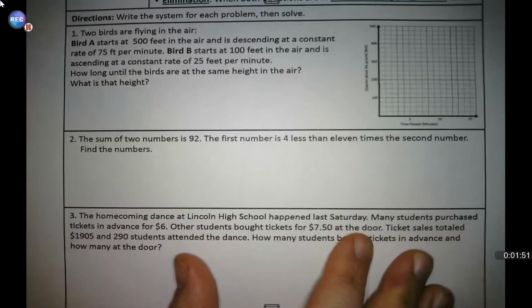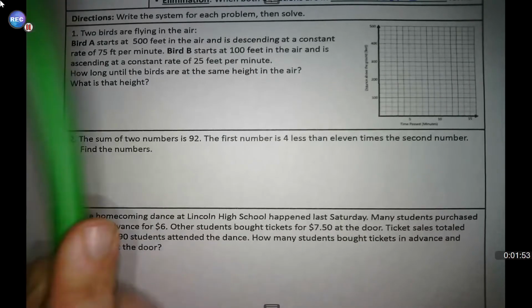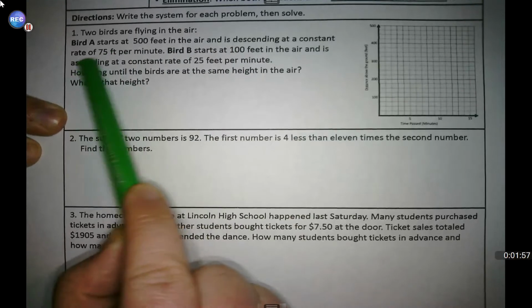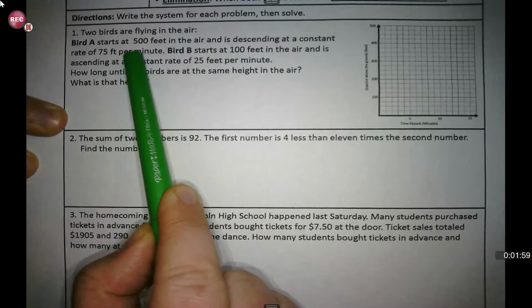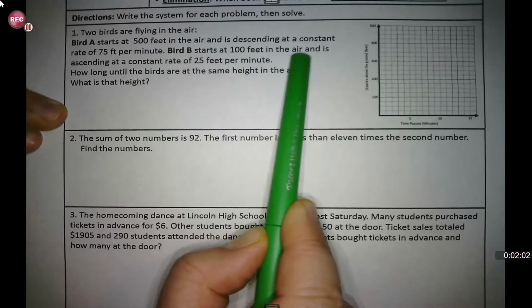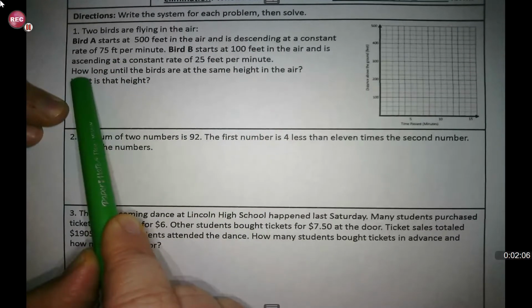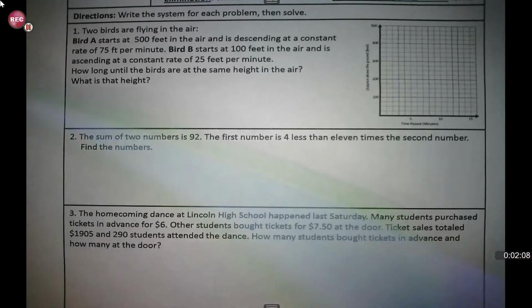The first one says, 2 birds are flying in the air. Bird A starts at 500 feet in the air and is descending at a constant rate of 75 feet per minute. Bird B starts at 100 feet in the air and is ascending at a constant rate of 25 feet per minute. How long until the birds are at the same height in the air, and what is that height?